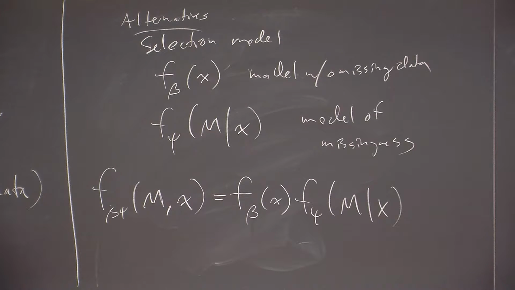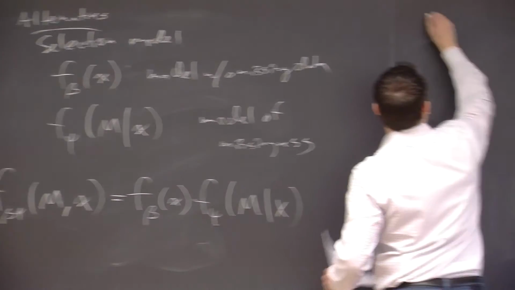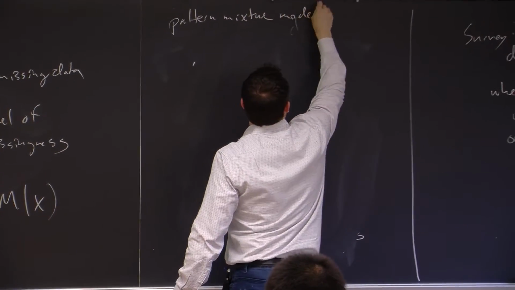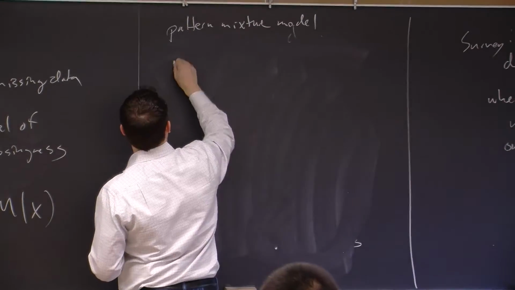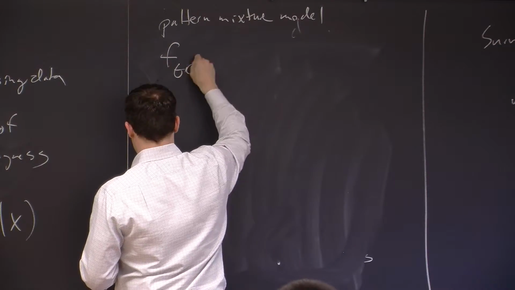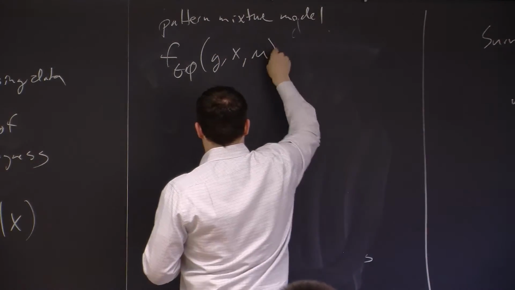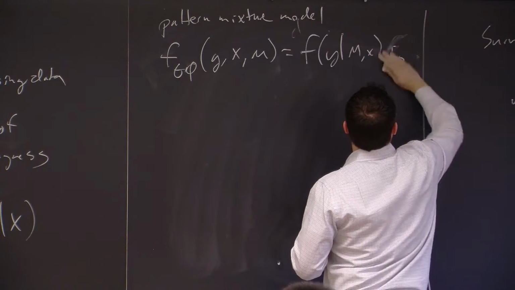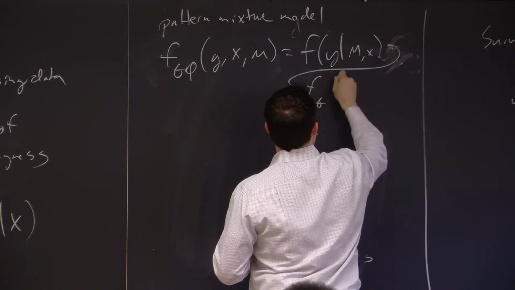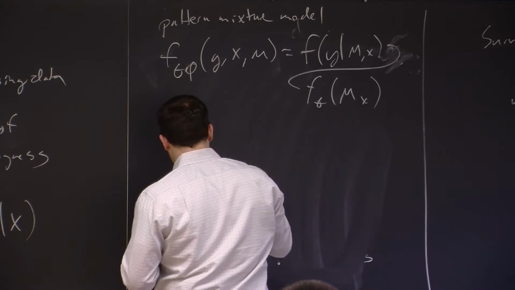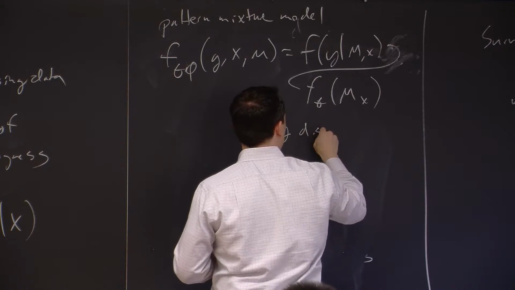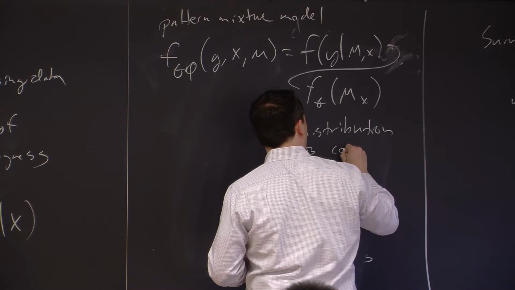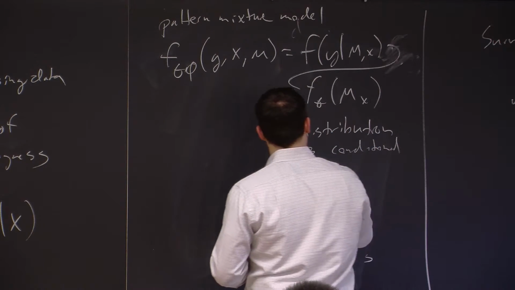And then there's also this pattern mixture model, which says instead we factor, let's give it different parameters, like this, times f of mx, where y's distribution, we have some response variable that we're interested in, and it is conditioned on missingness.